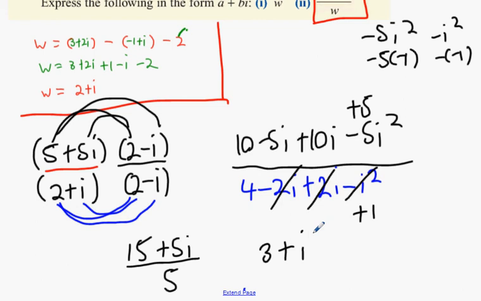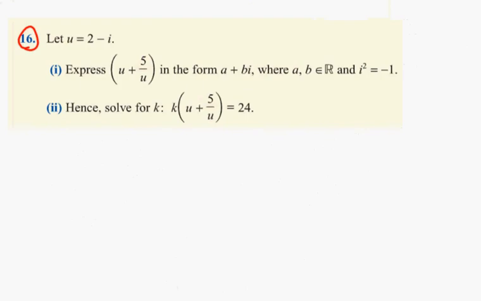How many people got 3 plus i out for 15 last night? Okay, good for you. Well done. Okay, 16. One of the ones I didn't do.